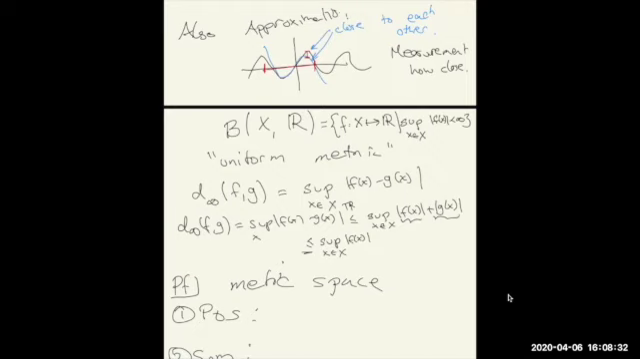First maximize f and then separately maximize g. And this might be strictly bigger than the supremum of the sum. It's not always equal. But this is a sum of two finite numbers, so this is less than infinity for all f, g in this space Bxr. So this ensures that the metric here is actually defined.